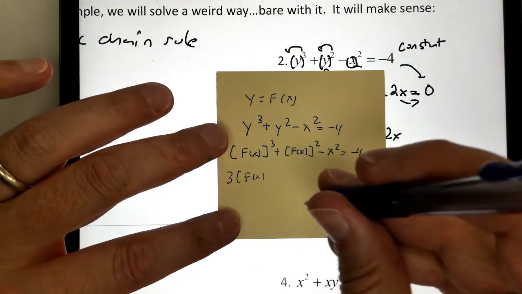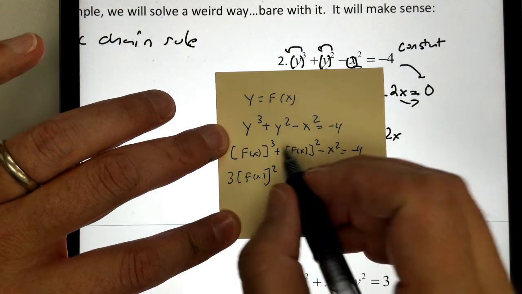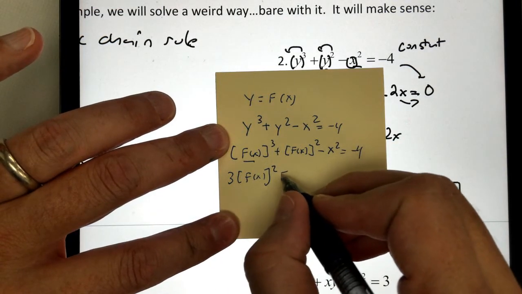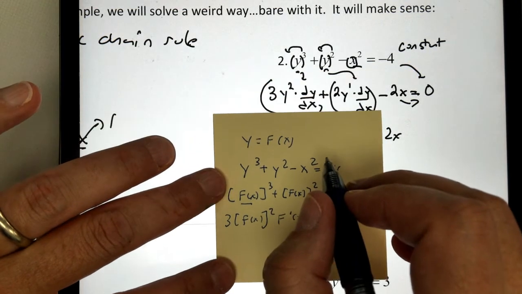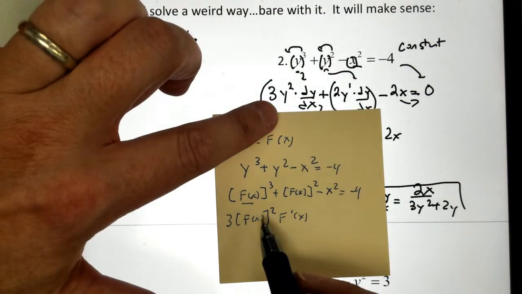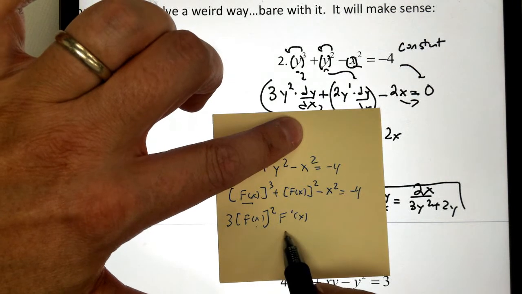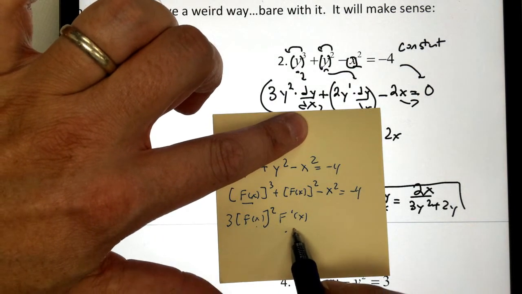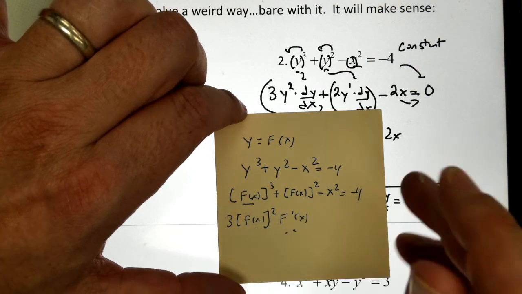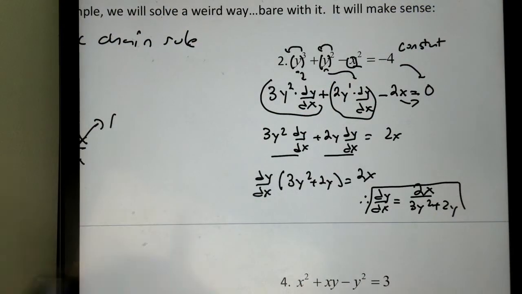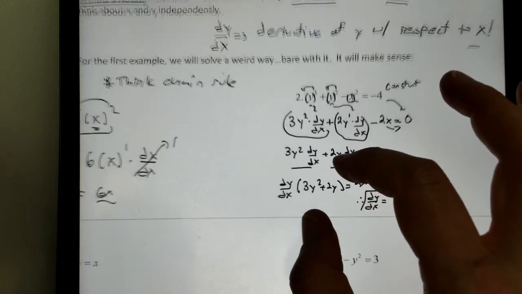And of course that's going to be squared. And our chain rule is going to be this f prime of x. So we did the same thing here: 3y squared times f prime of x, or dy/dx. It's just a nicer notation versus using all of these little f's here. Okay? So, all right, let's take a look at the next example here.